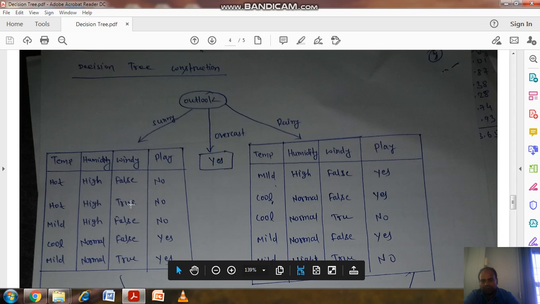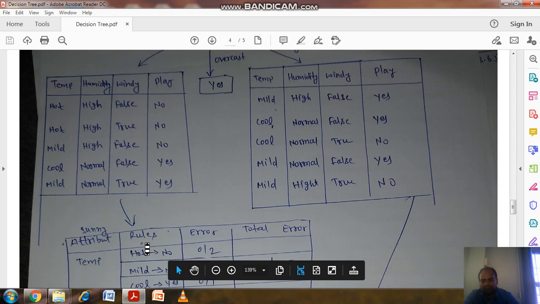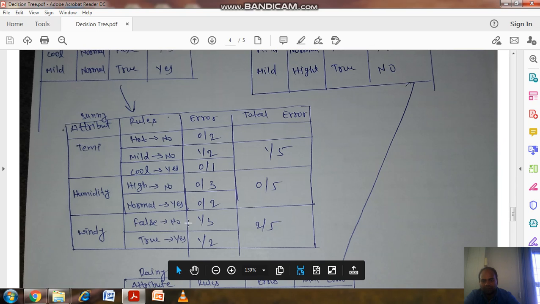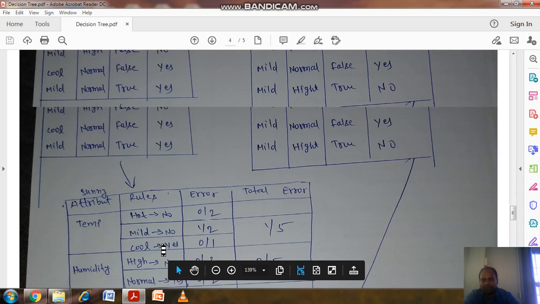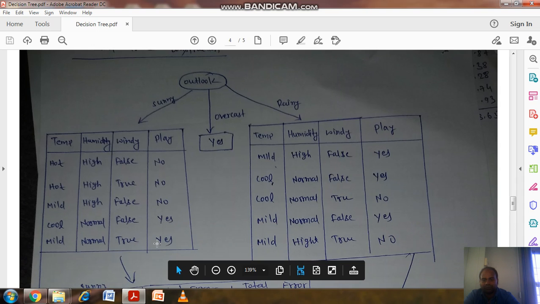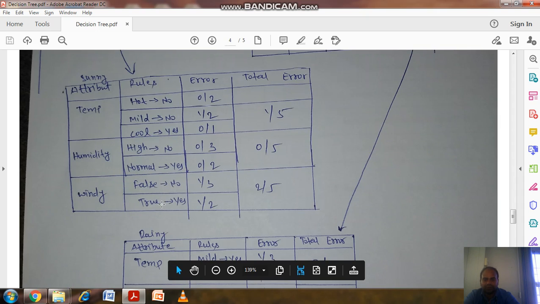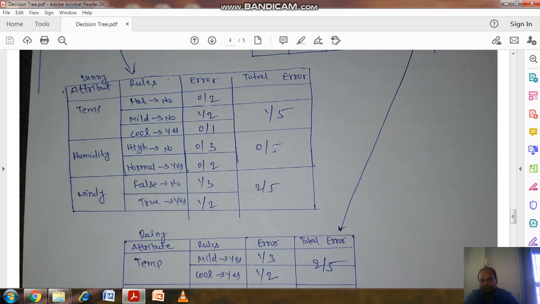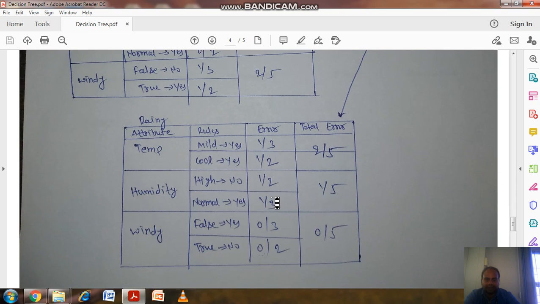So corresponding to false, 2 no are there and 1 yes is there. So since 2 is greater than 1, false no has been considered as a rule. So error is 1 by 3. And if true yes, one case is no, another case is yes, so you can say either. So for true yes, 1 out of 2 are error. So the errors are 1 by 5, 0 by 5, 2 by 5.